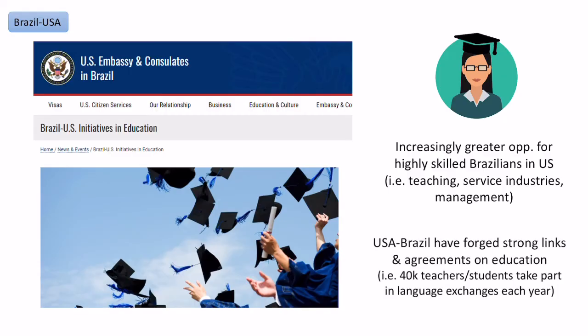And especially there's a really strong link with education. So they've actually started to form legal agreements between the two countries, political agreements. So that's where we're seeing not just economic interdependence, but a political interdependence. An example here I've said is there's over 40,000 teachers and students from Brazil that go on language exchanges to the USA, and some people go back the other way, showing that there is a really close connection in terms of economic and social interdependence there, and that's been formalised in a political agreement.